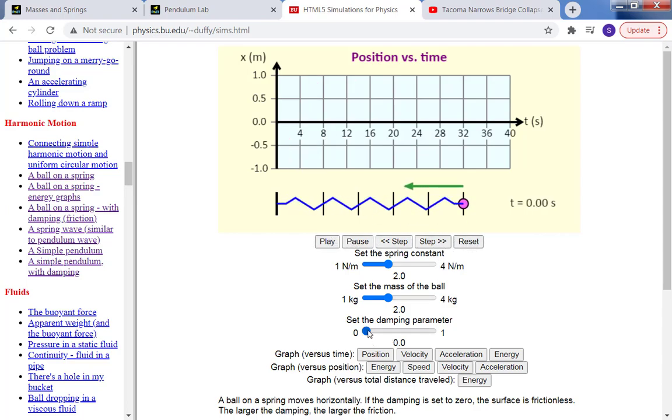And now I'm going to make it more real world and put some friction in and see what happens. Hit play. And you can see it no longer oscillates between 1 and -1. It is slowly losing amplitude because of damping, because of friction.